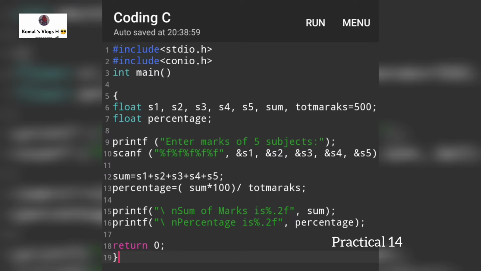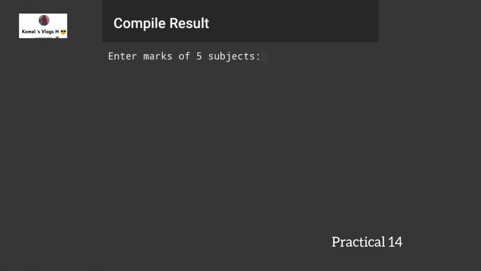Just keep in mind, I am doing the same in the offline C coding compiler on my mobile phone. You can change total marks as well. You can change total marks to 250 or 300 or 800 or something else. Then it will calculate the percentage accordingly. Okay, it is asking for the marks of 5 subjects, like 45. I have given different marks, 50, 35, 22, 78, anything, for 5 subjects.